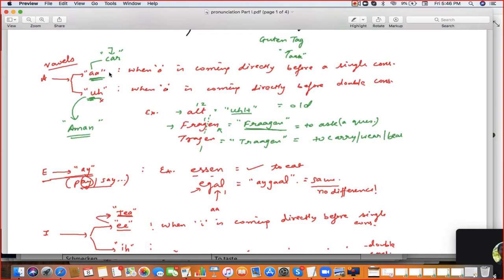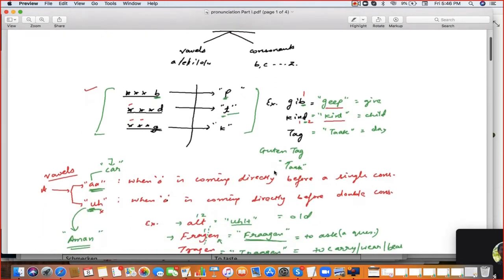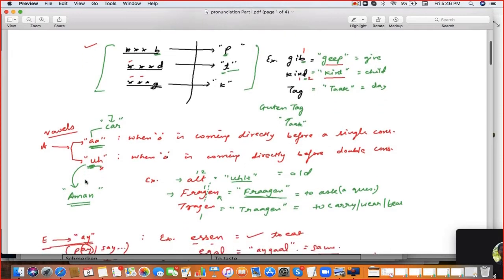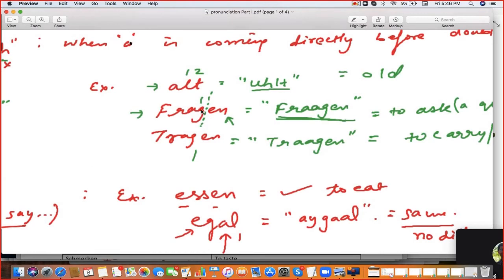So you have to understand this. What do I mean by consonant? These B, C, D till Z are the consonants. What I am trying to say is, you have to count the consonants directly after A. Let's do some examples. See, A, L, T. Tell me how many consonants after A? Two. Okay. Now the second, F-R-A-G-E-N. After A, how many directly? One. Yes, directly there is one consonant.